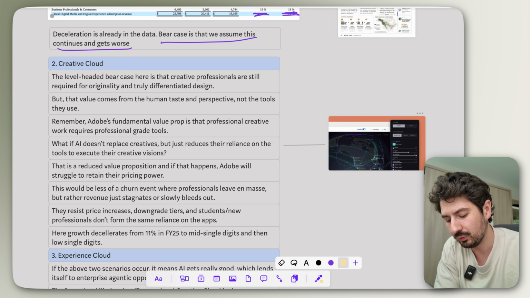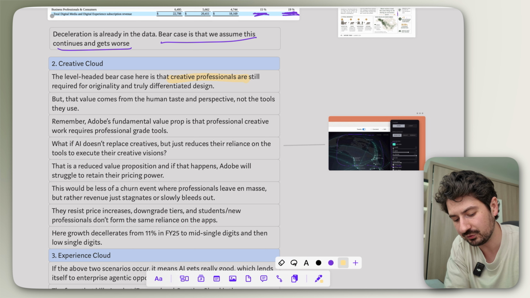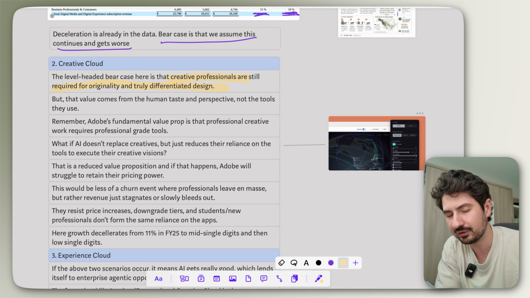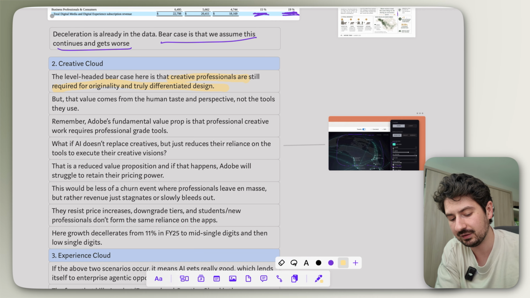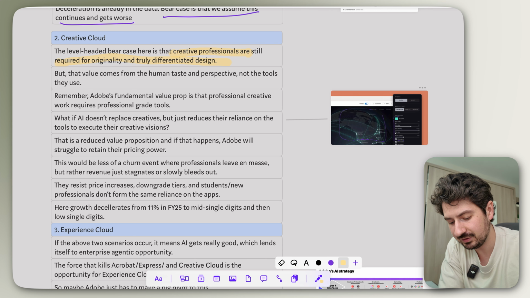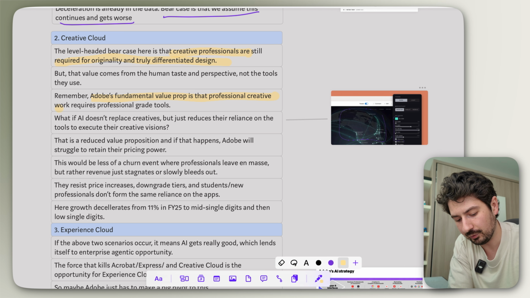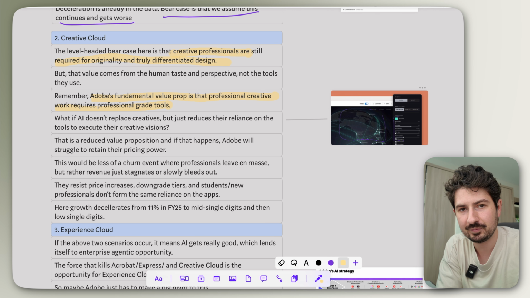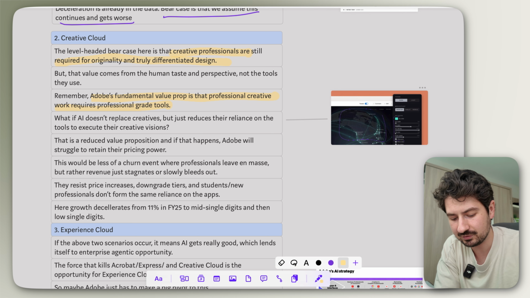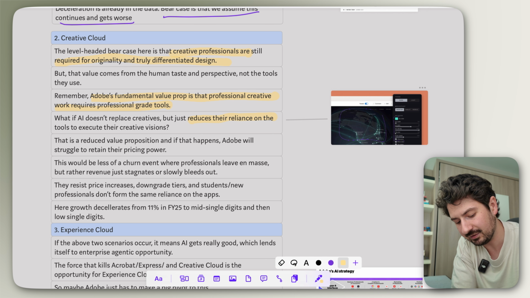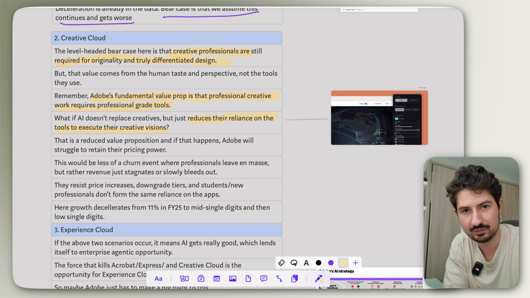But for me, to think about it a little bit more level-headed, I think that we're still going to need creative professionals for originality and truly differentiated design. And we talked a little bit about why I think that in the last video, so if you haven't seen that, you can go and watch that. However, Adobe's fundamental value proposition is that professional creative work requires professional-grade tools. So the bear case for me is not that AI replaces creative workers, but rather it just reduces their reliance on the tools to execute their creative vision.